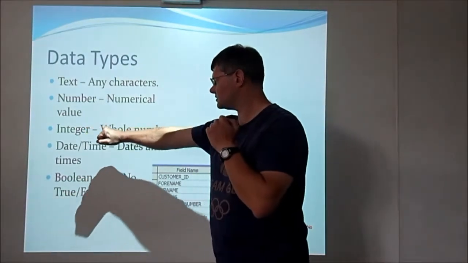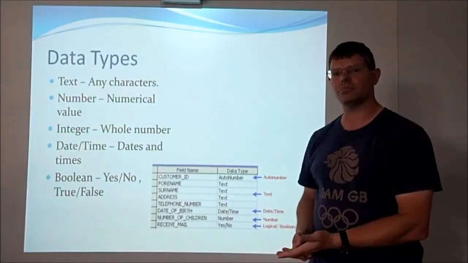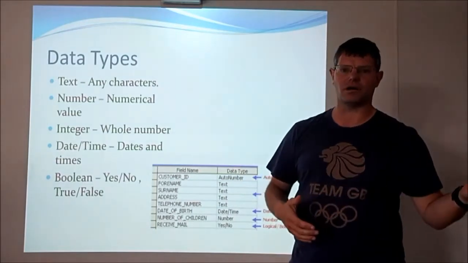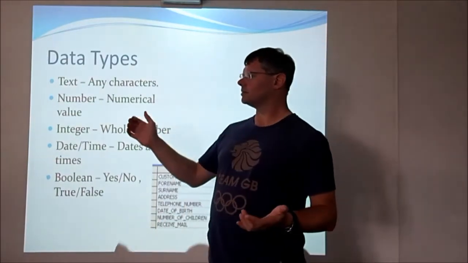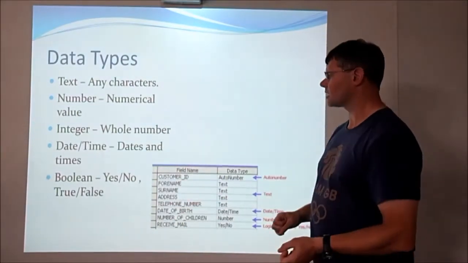You can also have integers. Integers are numerical values, but they have to be whole numbers. So it's got to be 7, 12, 92, minus 5. It can't be 3.2 or 7.5. It's got to be a whole number.